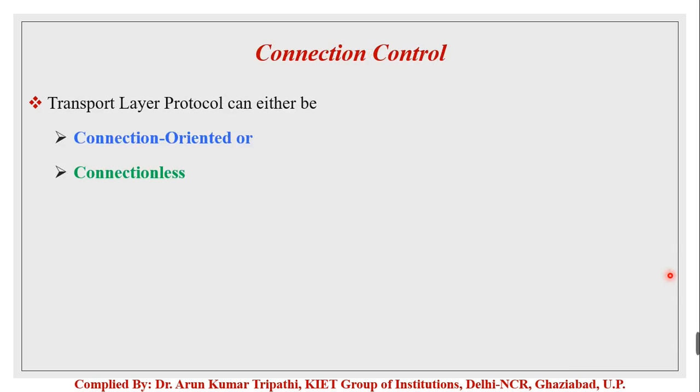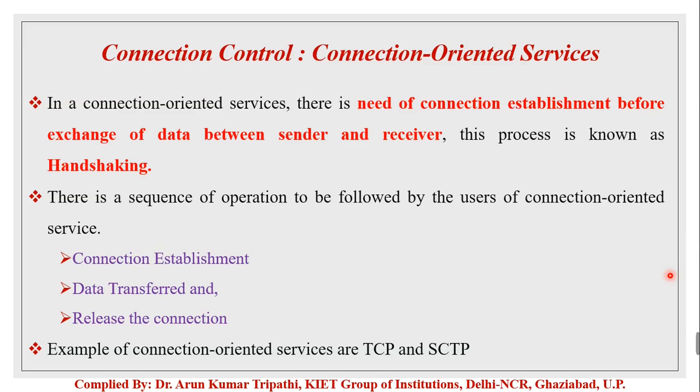Now, connection control. The transport layer can have two types of services: connection oriented or connectionless. Firstly, we will discuss the connection-oriented services. In connection-oriented services, there is a need for connection establishment before exchange of data between the sender and receiver. This process is known as handshaking. In a real-life example, suppose that I want to communicate with some person, so I will interrupt him by saying hello or excuse me. This process is known as handshaking.